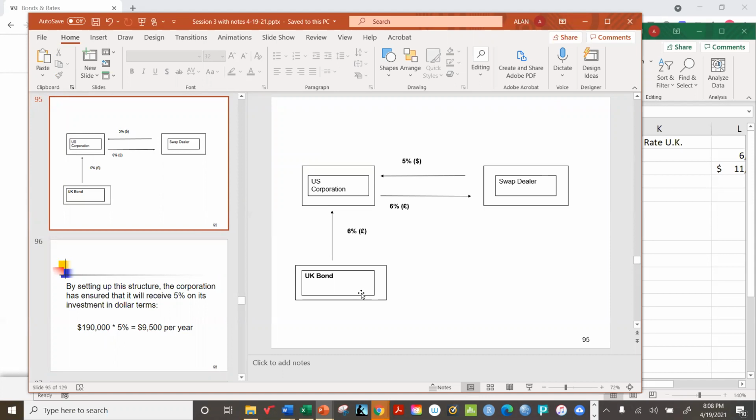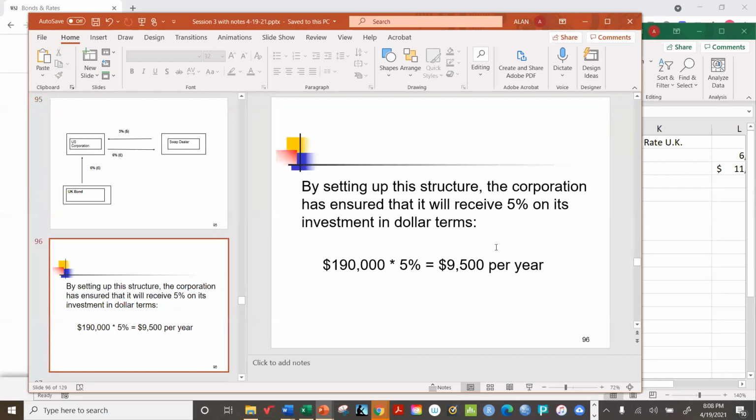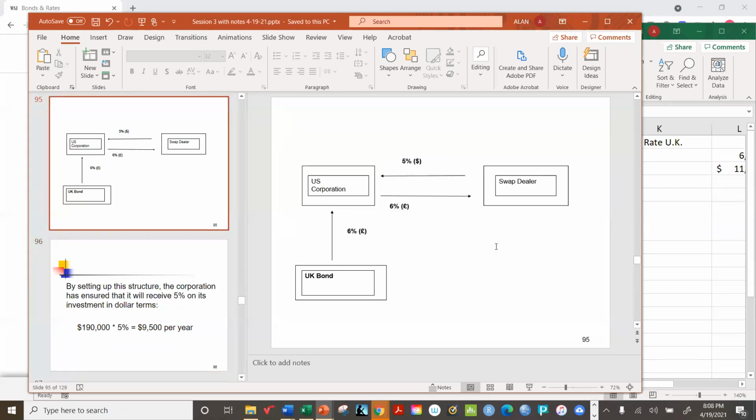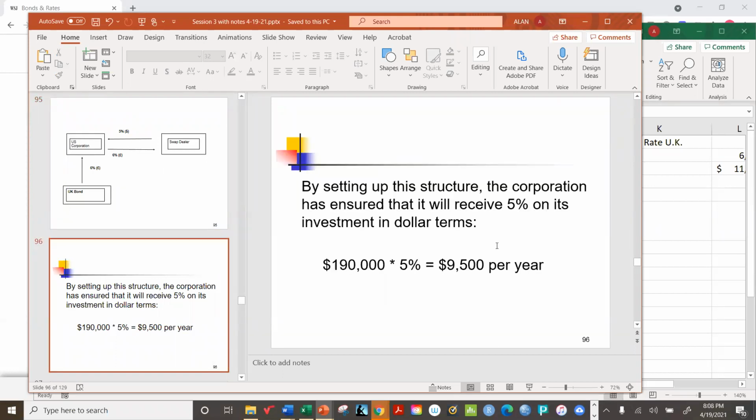The notional principals will be the same at either end of the swap. $190,000 US dollars is traded for 100,000 British pounds in the beginning and at the end. Okay, so they basically offset each other. So what we're doing is replacing a 6,000 pound coupon every year with a $9,500 coupon in terms of dollars.